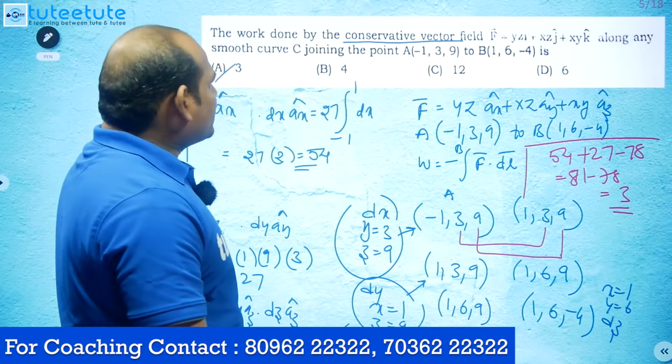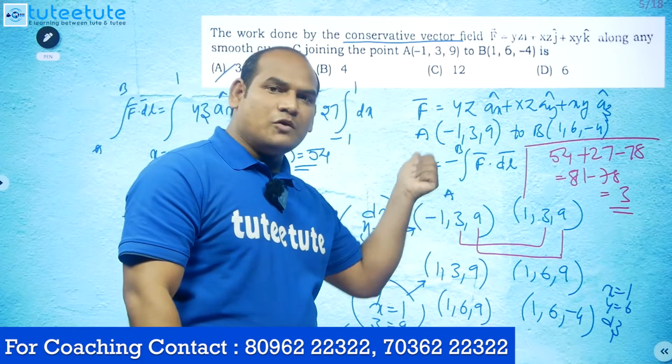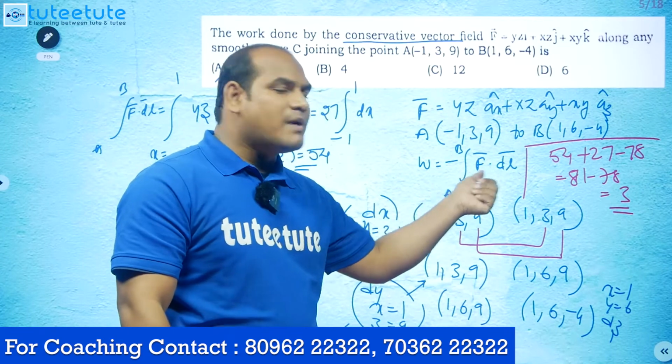Okay, so here's a very simple thing. This is the equation you have to remember. Work done is equal to minus integral a to b of F bar dot dl bar.